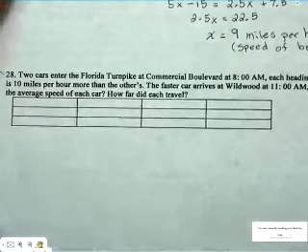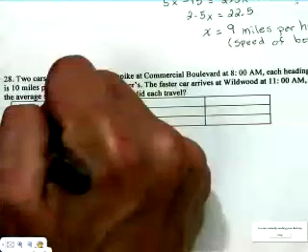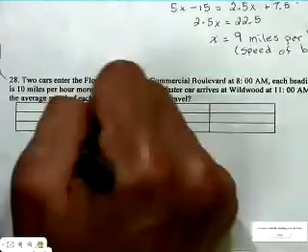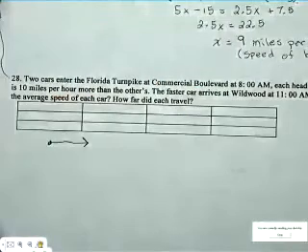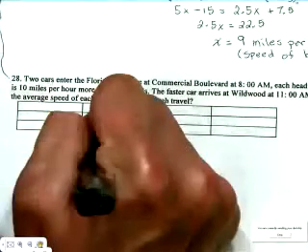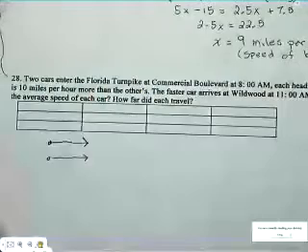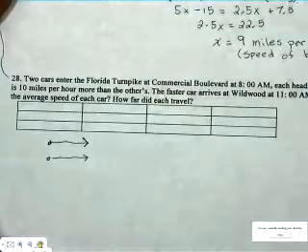So here's my very best car headed to Wildwood. Here's the other car headed to Wildwood. It appears they're going the same speed, but perhaps that's not true. I haven't read the next sentence.